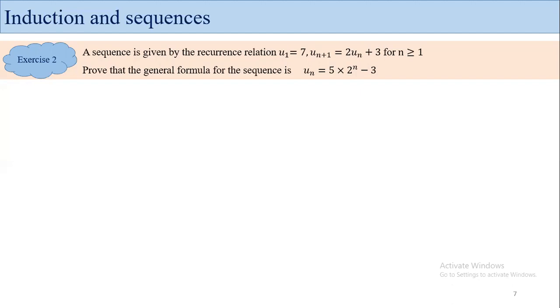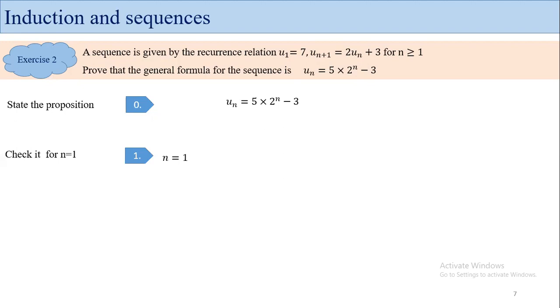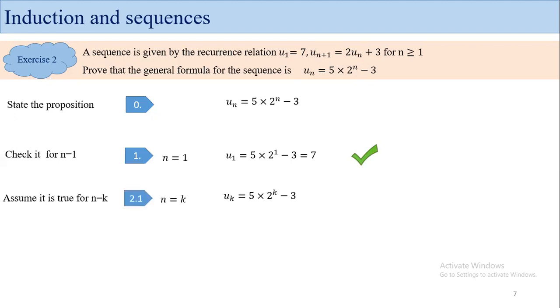Same as example number 1, we need to write up 4 steps in induction. At the first step, we restate the proposition. In the next step, we check it for n equal 1. Substitute n as 1 in the general formula. So u1 is calculated to be 7. So it works for n equal 1. In the next step, we assume that it is working for n equal k. So uk is 5 multiplied by 2 to the power of k, minus 3.